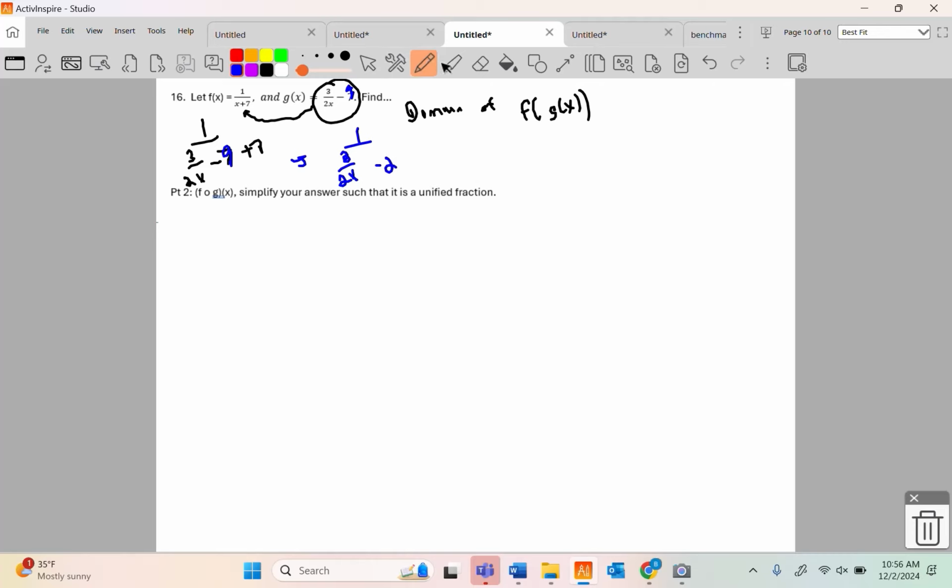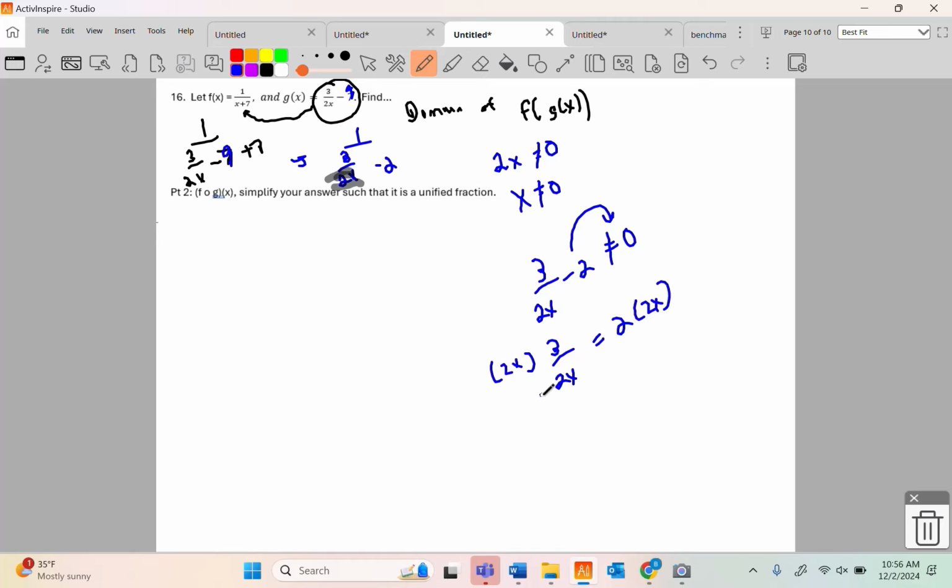All right, here's some things I know. I'm going to focus on this. That's a divisor. So I know that 2x shall not be 0. So x cannot be 0. I also know that 3 over 2x minus 2 cannot be 0. I'm going to add 2 to both sides. 3 over 2x cannot be 2. I'm going to counteract division through multiplication. So 3 cannot be 4x. x cannot be 3/4. There's my 2 restrictions.